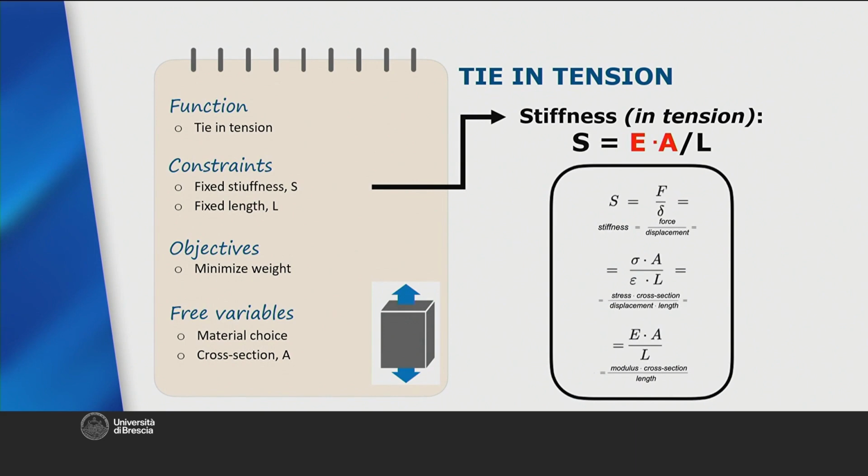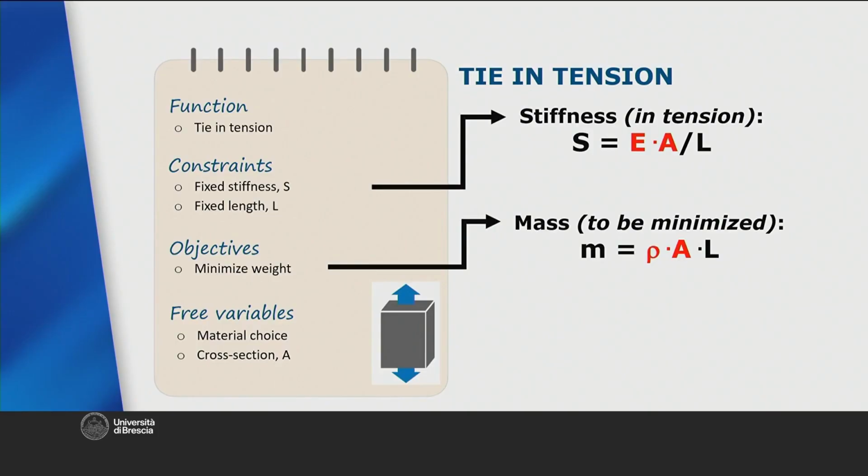the indicated formula. Now let's express the objective function, that is, the characteristic to be minimized, in our case, the mass. This parameter will also be expressed as a combination of material properties, namely the density, rho, and the geometry of the piece, that is, its length and cross-section. Here too, by highlighting the free variables in red, you can see that we could obtain the lightest bar either by choosing materials with low density or by reducing the cross-section.